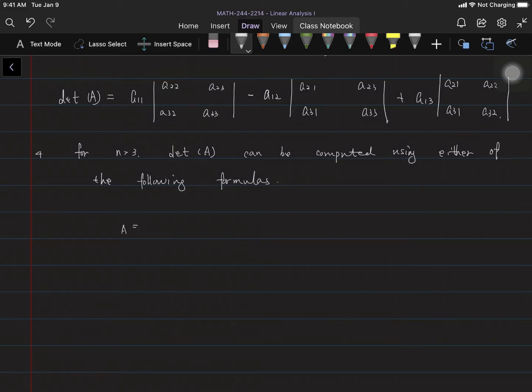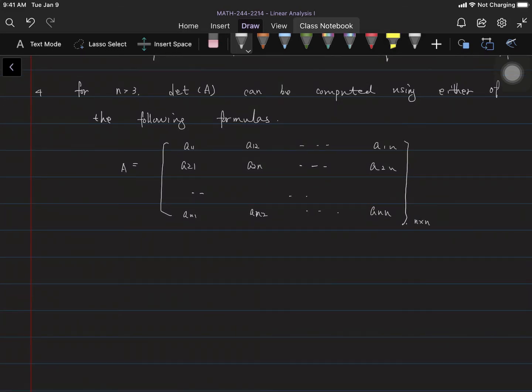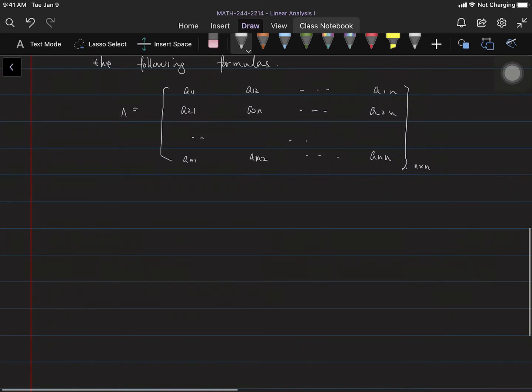I'm going to write down A as A11, A12, in general A1n, and let's write down the second row, A2n, and the last row, An1, An2, and Ann. So this is a general n by n matrix. So how to calculate the determinant of this one is given by those two formulas. Let's take a look. Determinant of A equals, okay, the formula is this one. I'm going to show you.